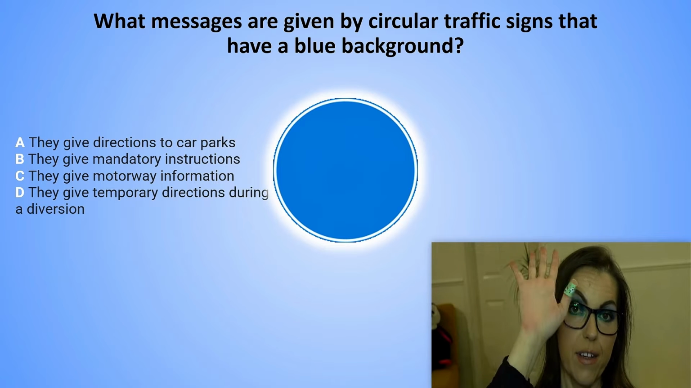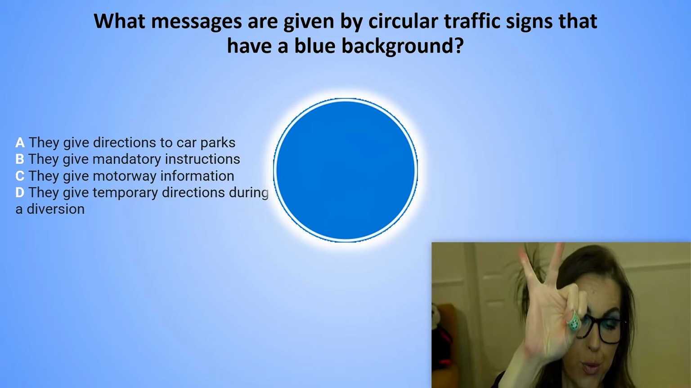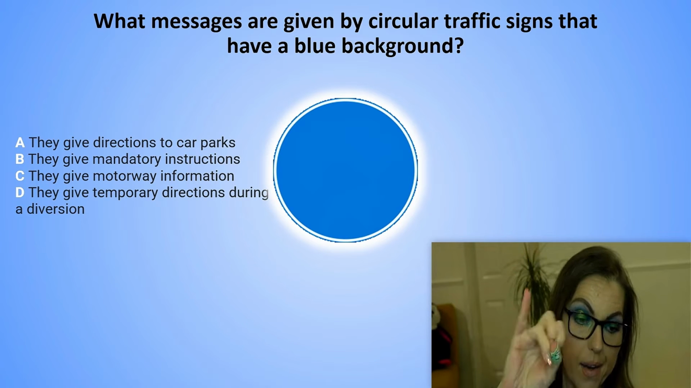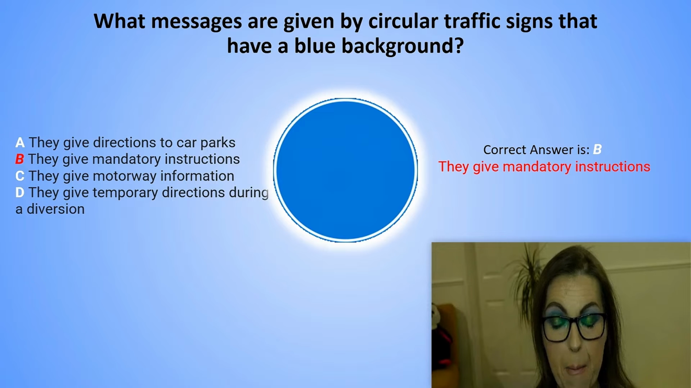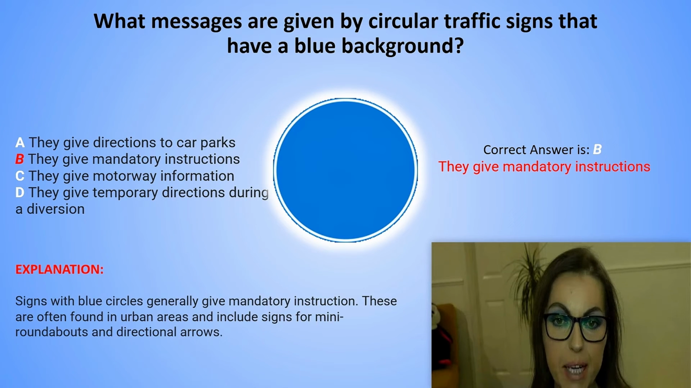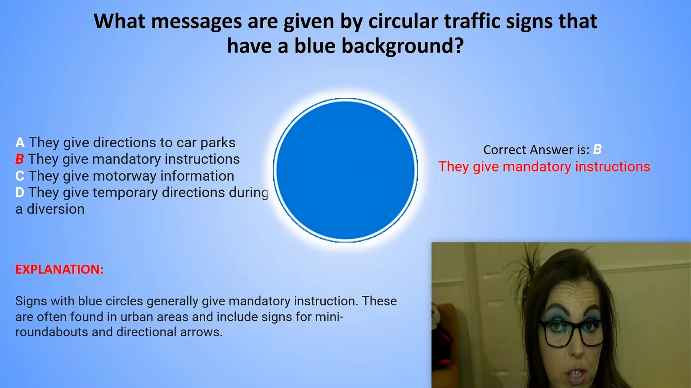5, 4, 3, 2, 1. The correct answer is B. They give mandatory instructions. Explanation. Signs with blue circles generally give mandatory instructions. These are often found in urban areas and include signs for mini roundabouts and directional arrows.